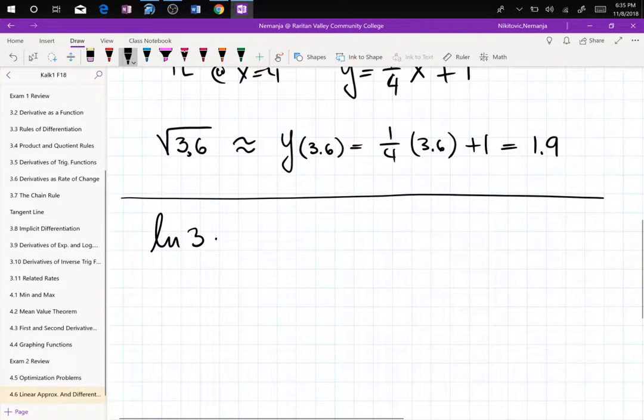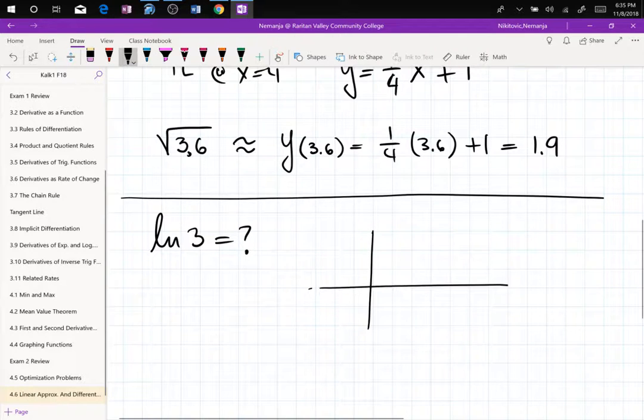What is ln 3 equal to? Sure, take your calculator, punch two buttons and you're done. You have your decimals. But the question now is, can we do this by hand? And if we are doing it by hand, is it going to be precise enough? So what do I have?